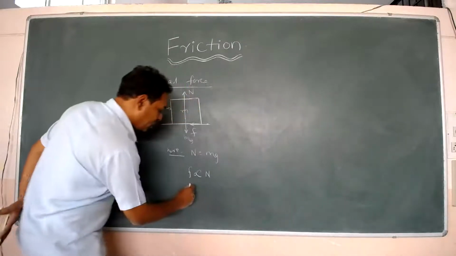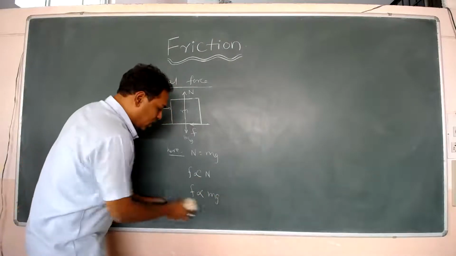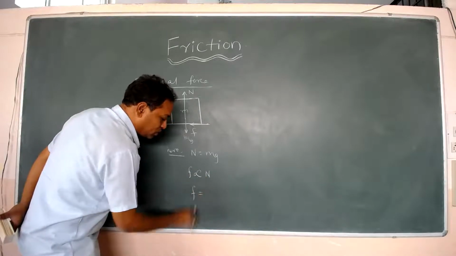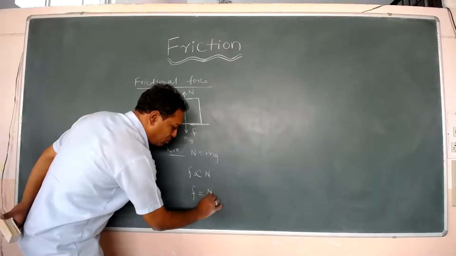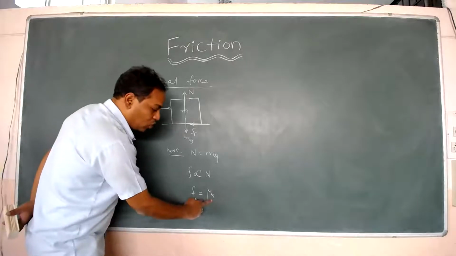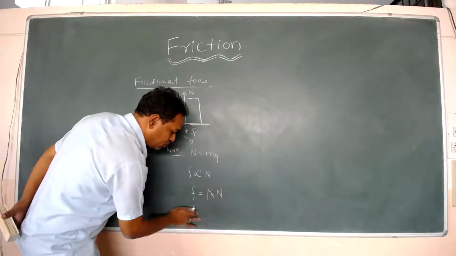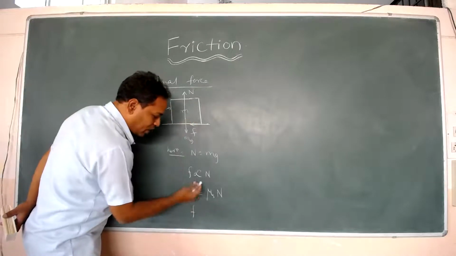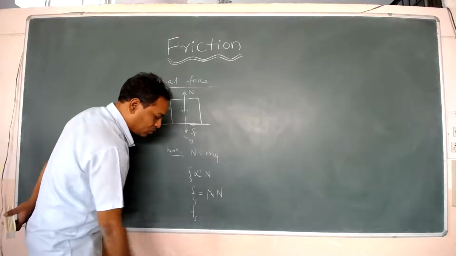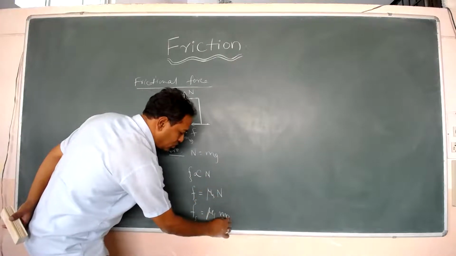So I can say here F is proportional to mg, which is N. To remove this proportionality, we have to equate it with some constant. Say that the constant is mu. Mu is called the constant, into N. Therefore, suppose this body is static. Static means at rest. So I will write it as Fs, static friction. Suppose Fs is equal to mu s into mg.